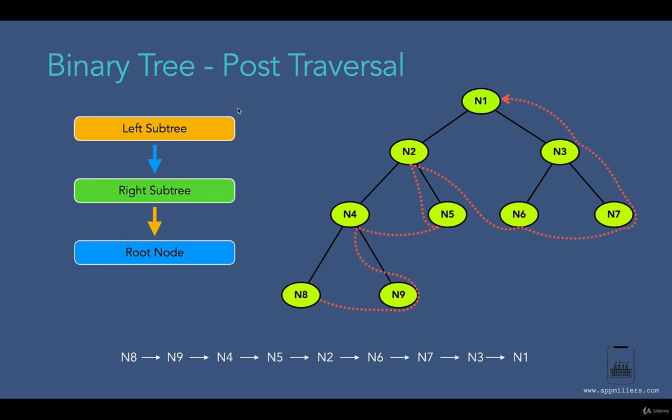Now based on this logic that we have discussed, which says that first we have to visit all nodes of the left subtree, then the right subtree, then the root node, we are going to implement a method in Java for post-order traversal of a binary tree. So let's head over to Java to create our method there.